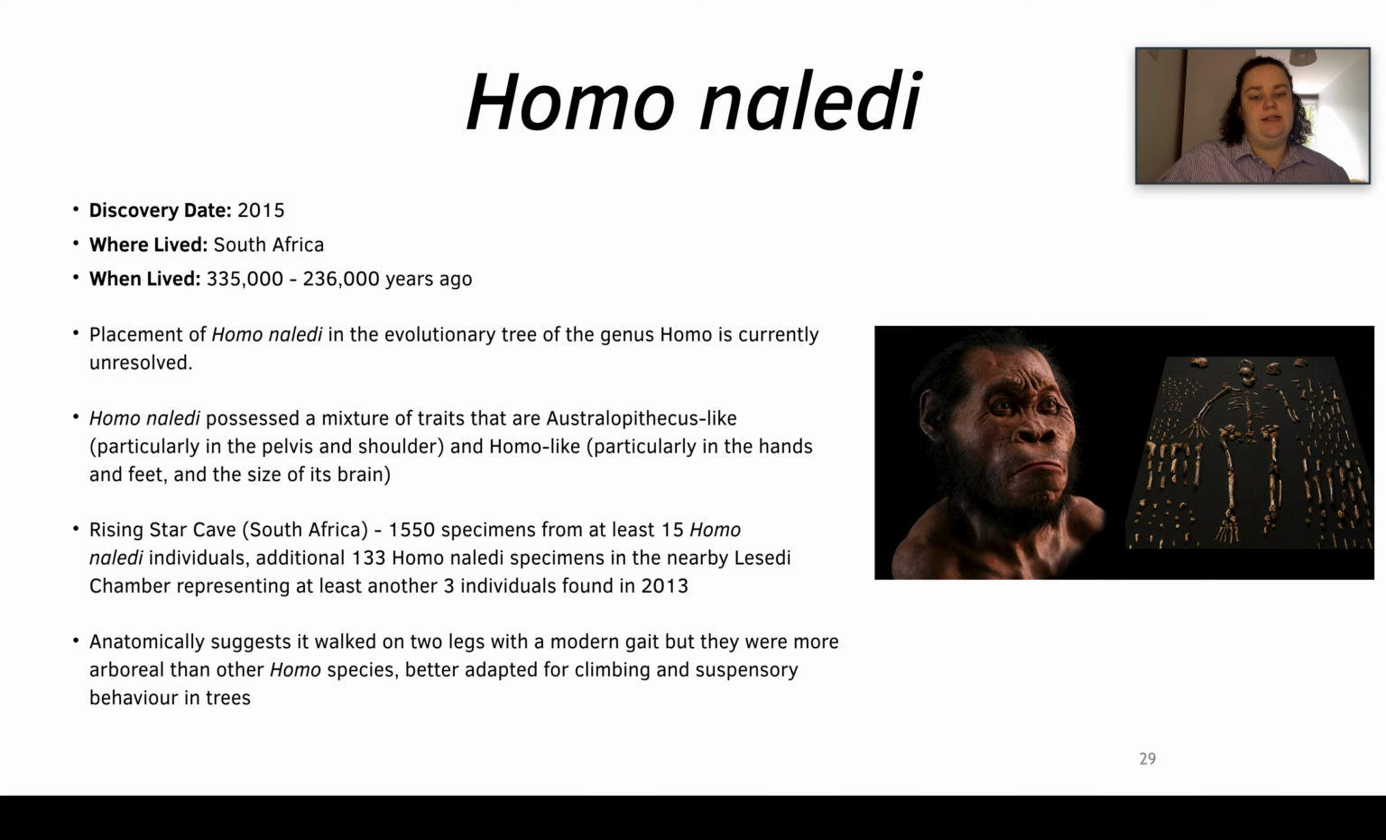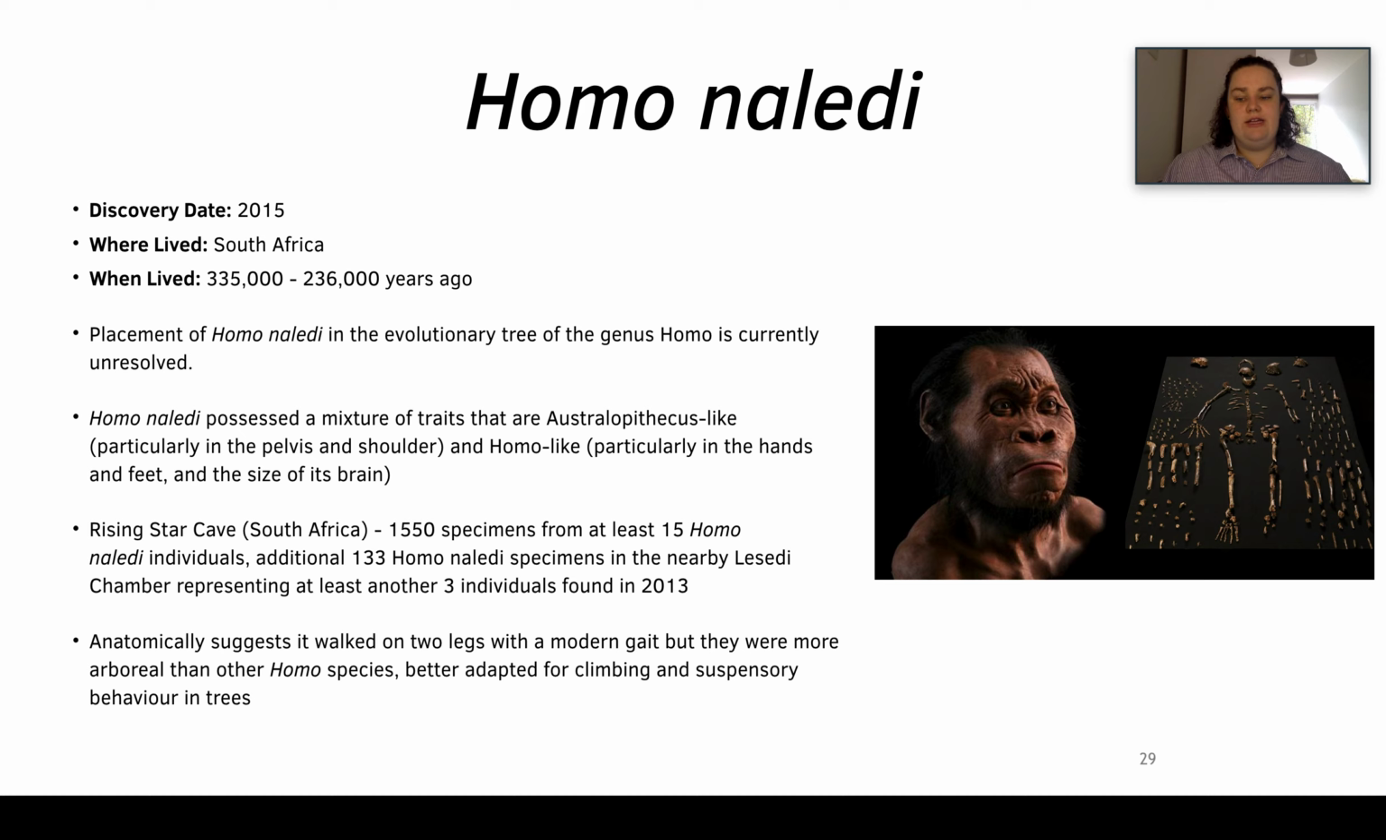And now we move on to Homo naledi. This fossil was discovered in 2015 in South Africa, and it's thought to have lived between 335,000 to 236,000 years ago. And we don't really know where Naledi is on the tree, because it is quite a recent specimen, and they also possess a mixture of traits that are Australopithecine as well as human-like. The Australopithecine traits are primarily in the pelvis and the shoulder, whereas the human-like features are within the hands and feet as well as the brain size.